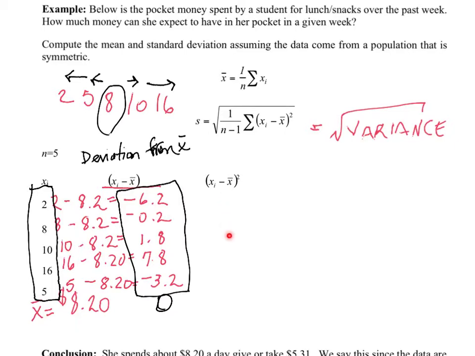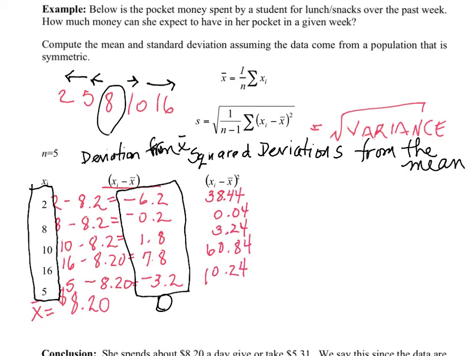Let's make the calculations in this column that are the deviations from the mean squared. That's all this is, the deviation from the mean squared. So here are the squared deviations from the mean. I just took each of the values over here and squared them to get these values, okay? Alright, so now what? I should just take the average of these values, right? Almost, but not exactly that.